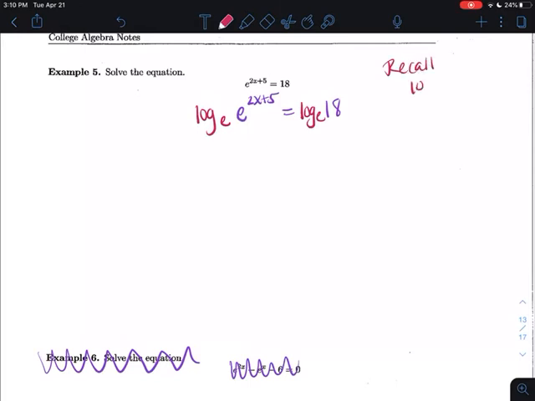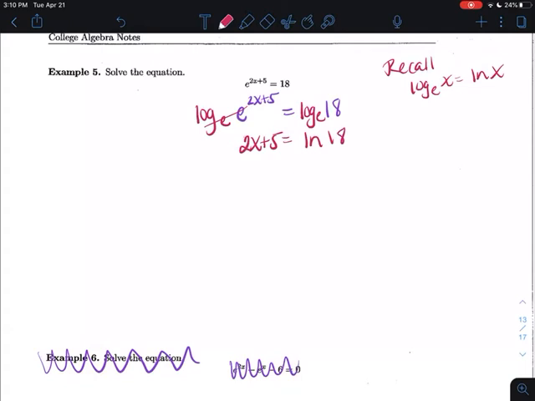Now recall, log base e of x is the same thing as just ln of x. On the left side, this e and this log cancel out using the inverse property. And then I have 2x plus 5.